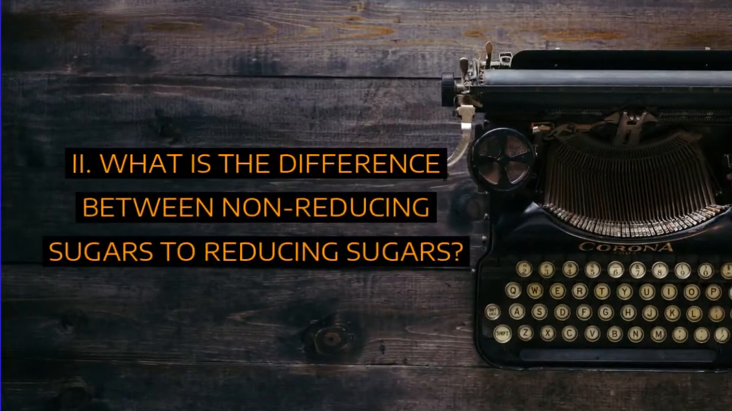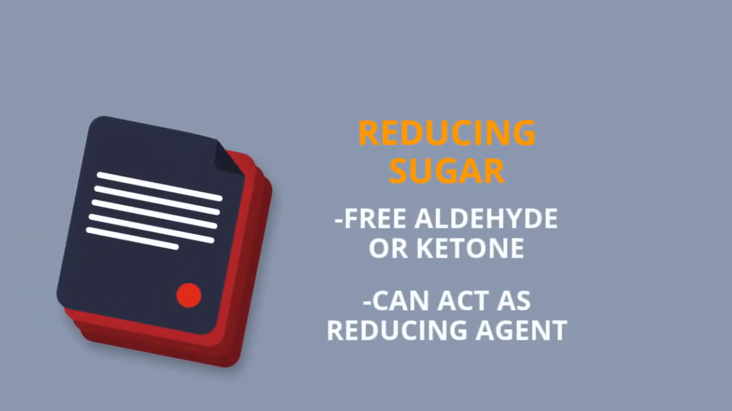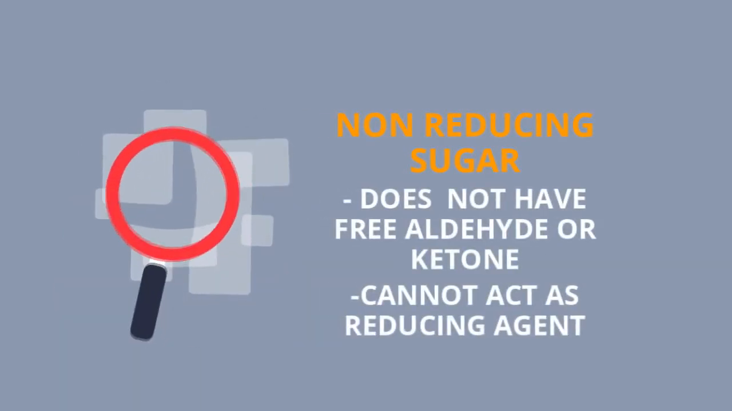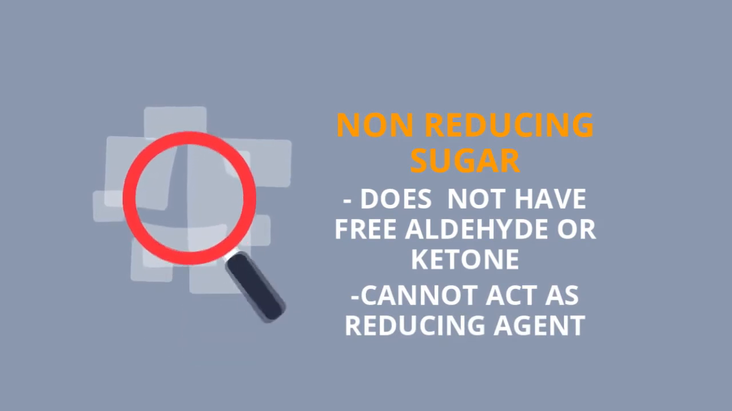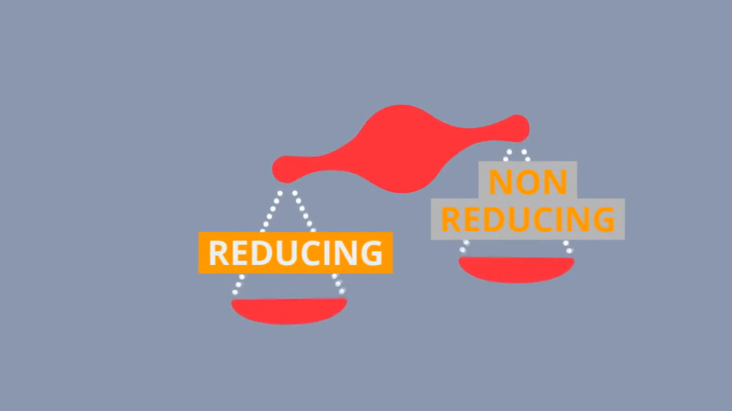So number 2, what is the difference between non-reducing sugars and reducing sugars? A reducing sugar is a sugar that has a free aldehyde or ketone that can act as a reducing agent. On the other hand, a non-reducing sugar does not have a free aldehyde or ketone, so it cannot act as a reducing agent. So the reducing sugars have aldehyde and ketone, and the non-reducing sugars do not.